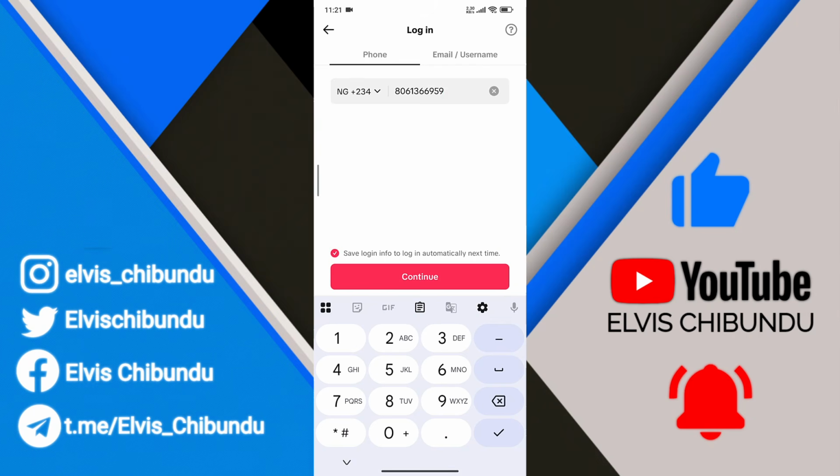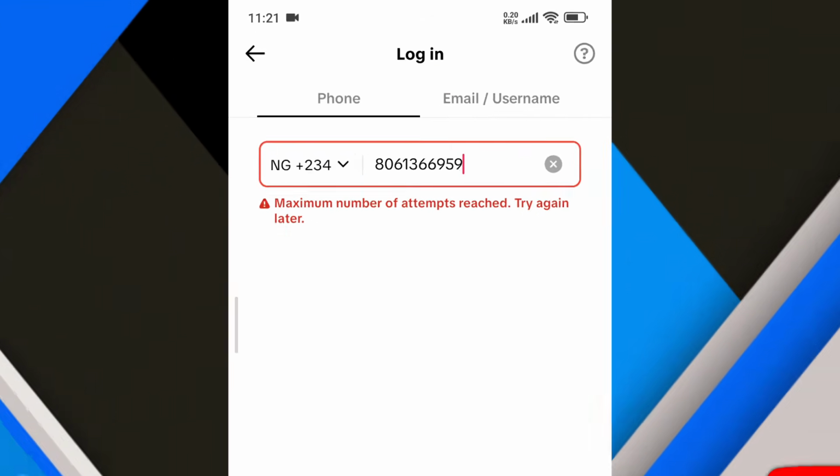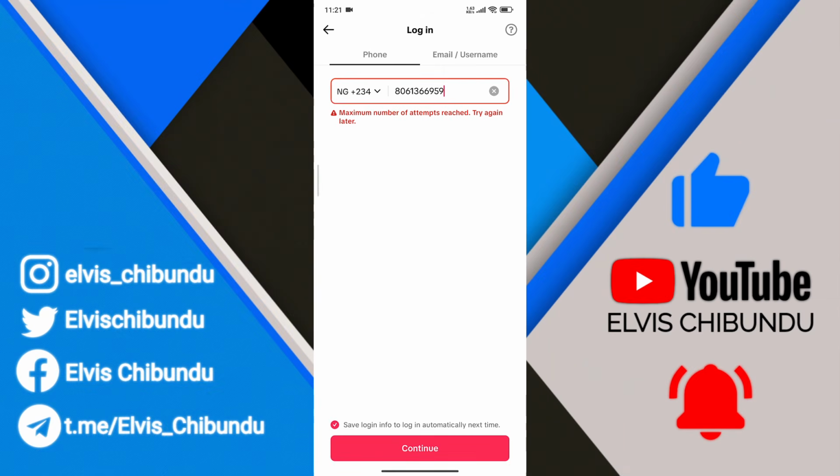I had this issue with TikTok when I tried to log into my account. It says maximum number of attempts reached. So I thought it was a bug with TikTok. I said, okay, I'm going to try it the next day. I tried it the next day. I still have the same problem. Maximum number of attempts reached. Try again later. So in this video, I'm going to show you how I fixed the issue.